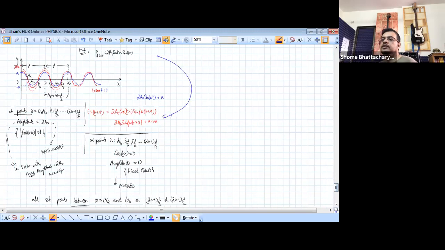This is how the wave is progressing from t equal to t plus delta t. In the graph, you can see it's not shifting along the x-axis. It's just that the nodes are remaining fixed points.